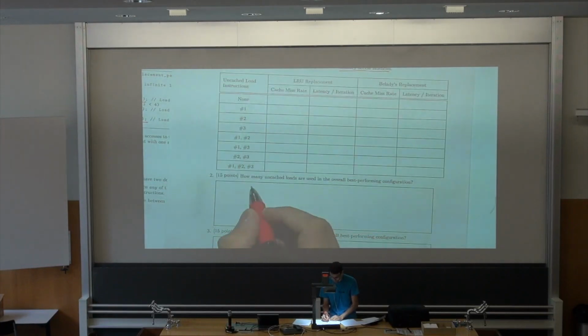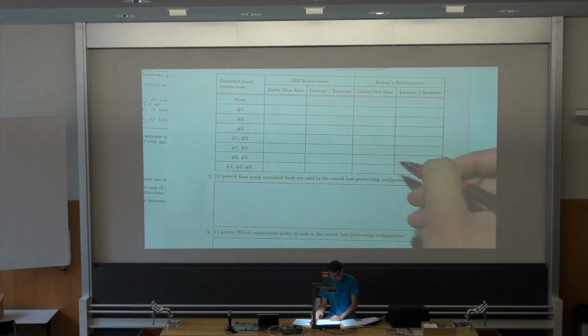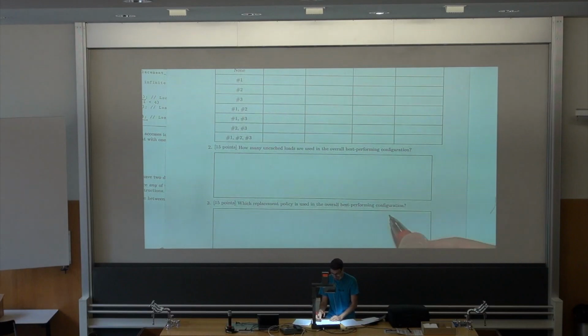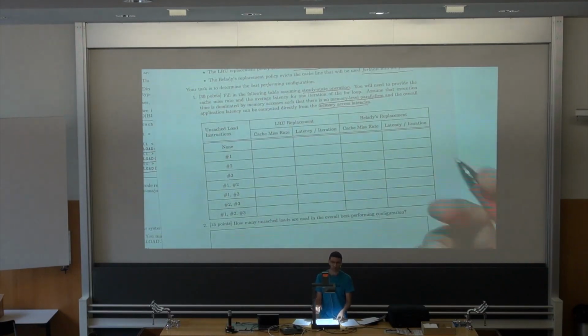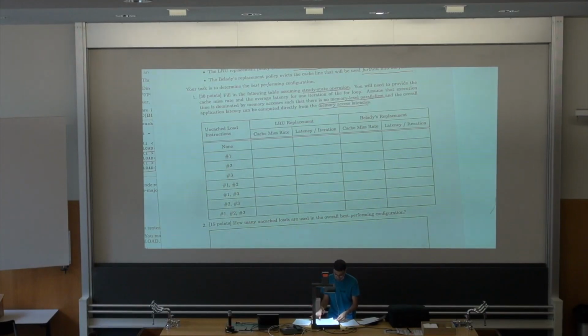Okay, and so the second and third parts of this question essentially ask things about the best performing configuration. So how many uncached loads are used in the best performing configuration, and which replacement policy is used in the best performing configuration? So essentially the task of this problem is to fill out this table, right? And we can get the rest of the question from there.